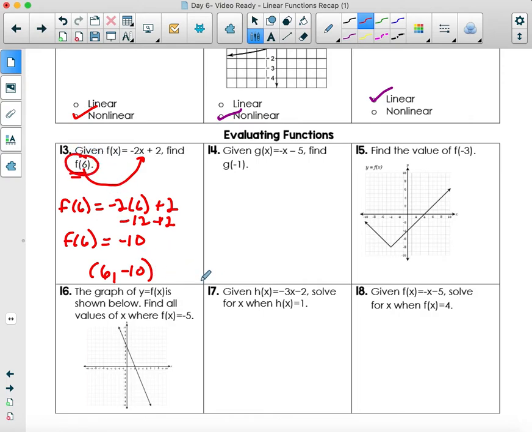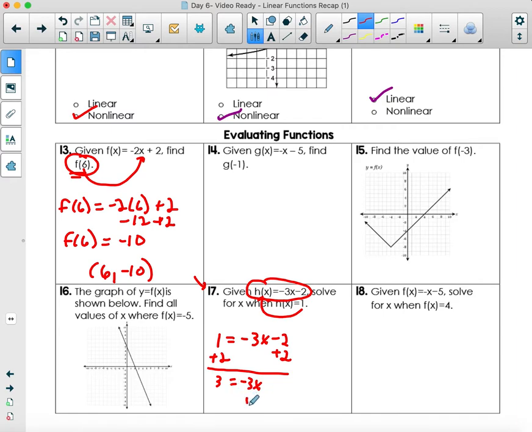Now, number 17 is written a little different. I'm not giving you h of 1. I'm telling you that h of x is equal to 1. So the way that's different is if you take this function rule, this 1 isn't being plugged in for x. Instead, it's being plugged in for the whole entire h of x, which really just means it's your y value. So I would rewrite this function as 1 equals -3x minus 2, and now you're solving for your x value. So 3 is equal to -3x.